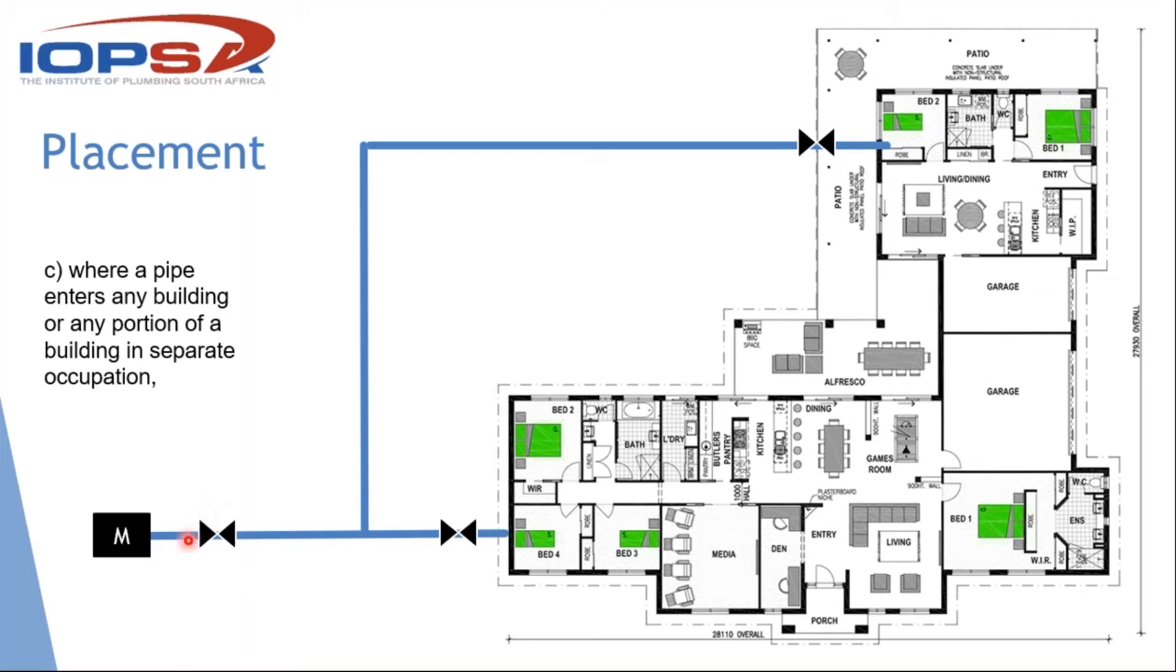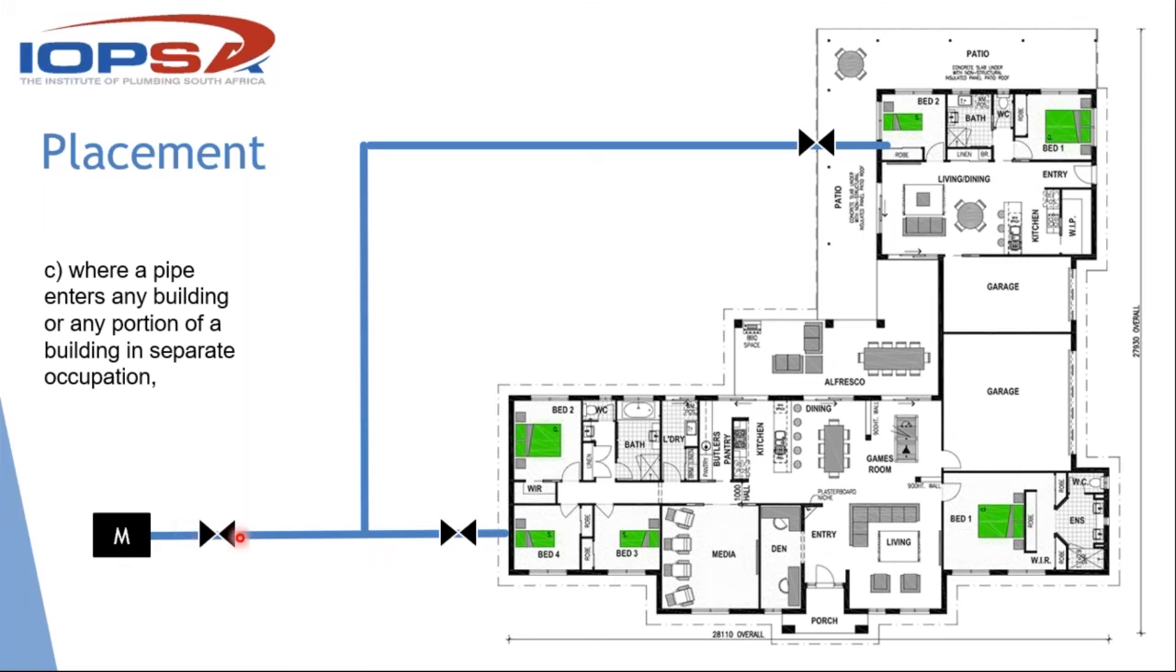And then when that pipe enters the building, what does it say here? It says where a pipe enters any building. Okay, that's a statement. And then it goes on to say, or any portion of a building in separate occupation, which means this. But if we were to get rid of this granny flat and just say this is a normal home, I have a water meter, I have a shut-off valve after the water meter, and I have a supply entering my home. At that point, I need another shut-off valve, regardless of this guy over here.